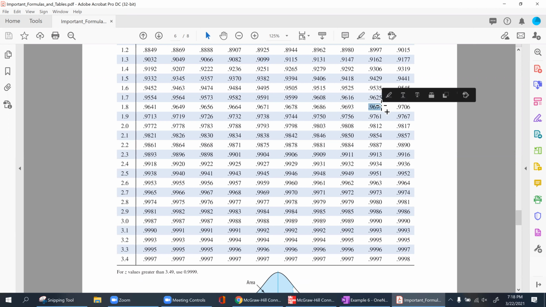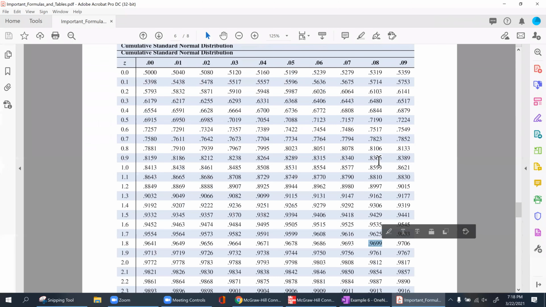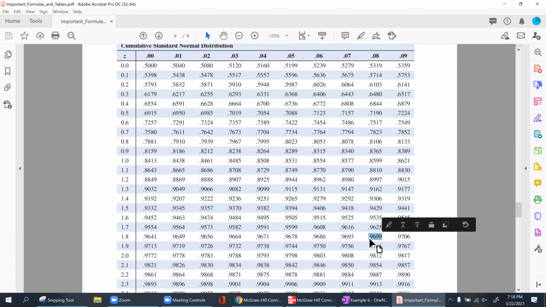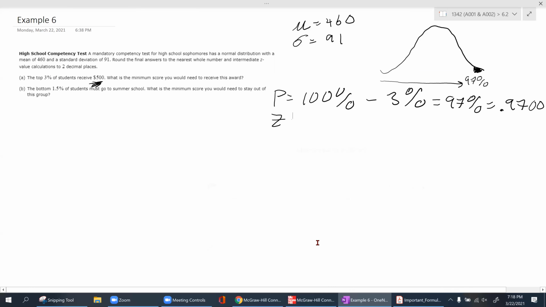I would say this one. This one is pretty close. It's off by a tick. So I would say this is 1.88.